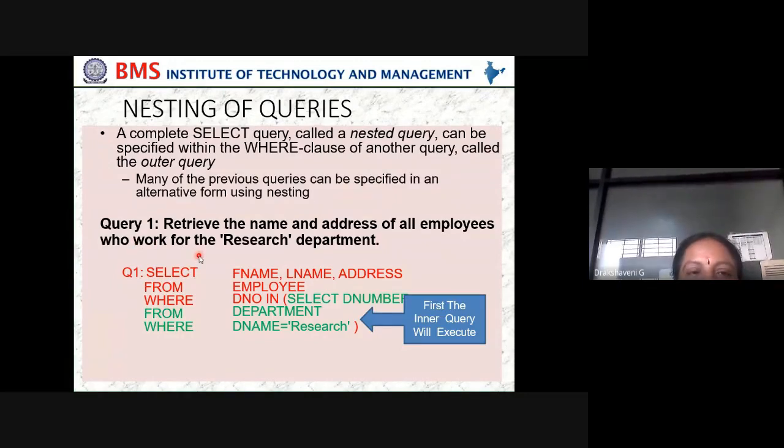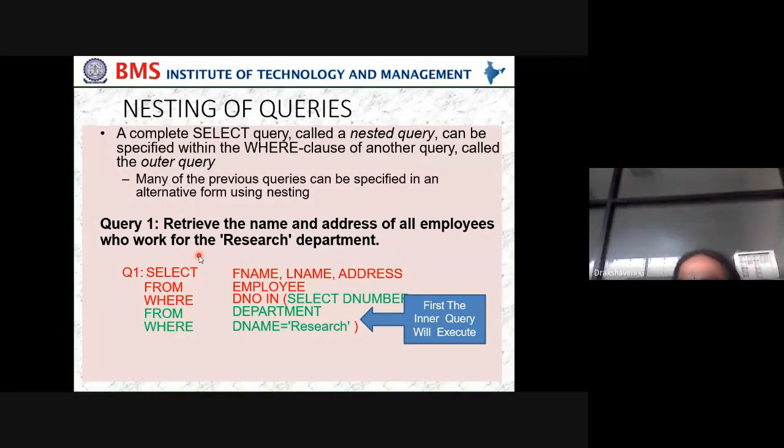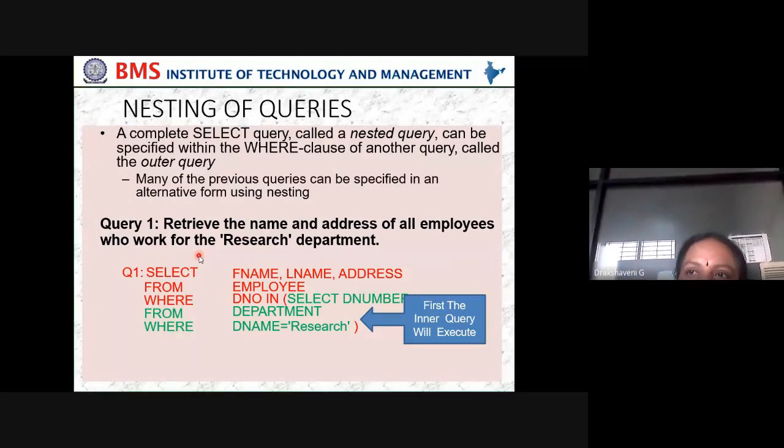So here, what we are doing, nesting means what? You would have seen it in so many other languages: nested if, nested for, nested while. If within one more if, then for within one more for, or while within one more while is called nesting. Same way here also, we do nesting of queries.